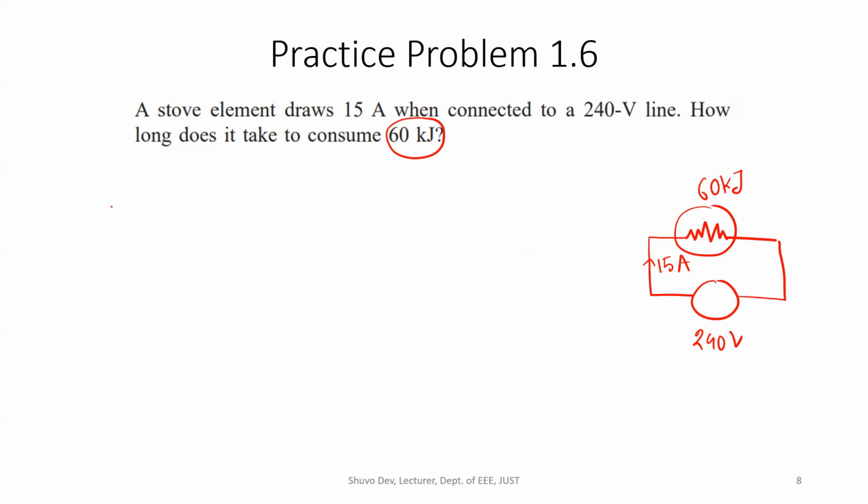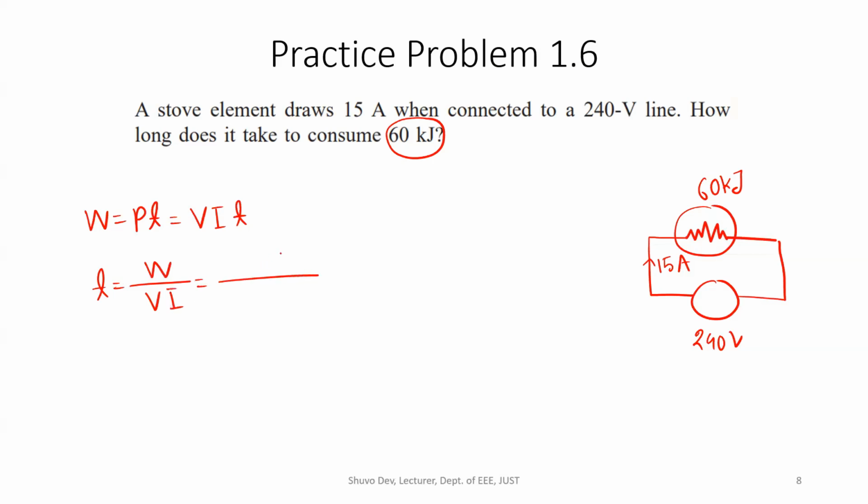So this is similar to the previous problem. We know W is equal to P into T. There is a slight mistake, W is equal to PT, not P is equal to WT. Extremely sorry. It will be W is equal to P into T, and P can be written as VI, so W is VI into T. We have to find T. T is equal to W divided by VI.